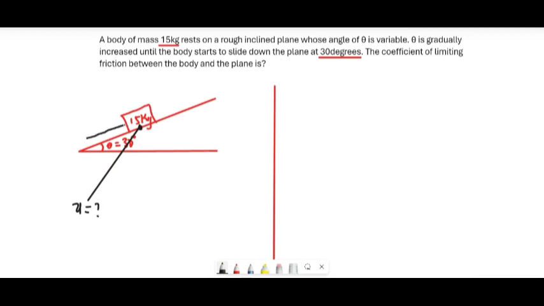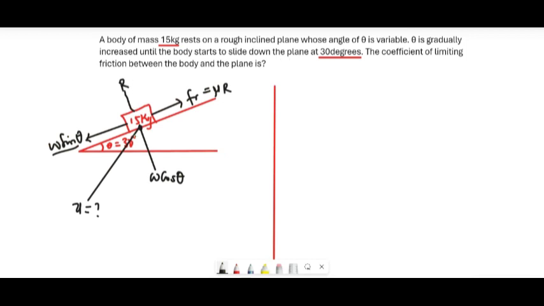So I have the component bringing the body down, which is W sine theta. Since the body is sliding down and there is no other force acting on it except this, opposite the force will be your frictional force, Fr. And Fr is equal to mu R. Don't forget your other component, W cos theta, and it is equal to your normal reaction R.